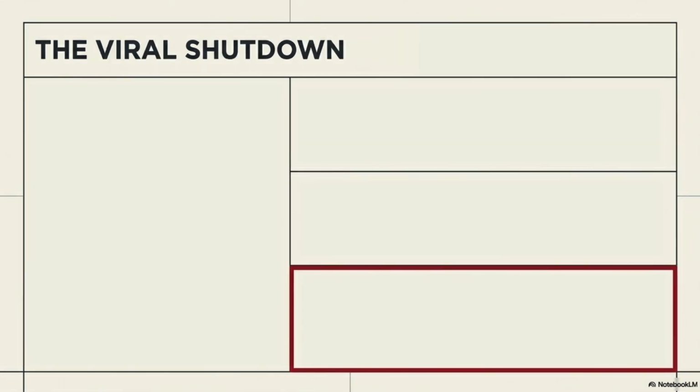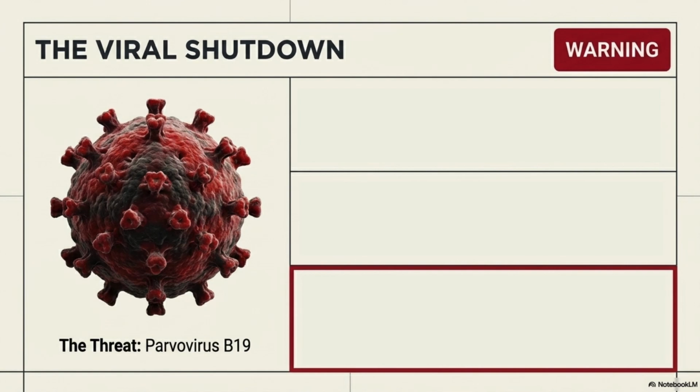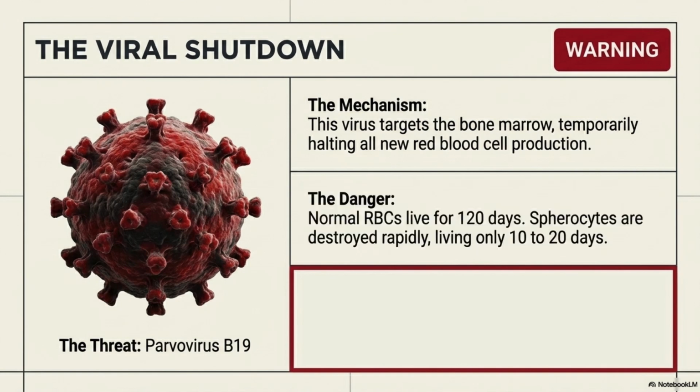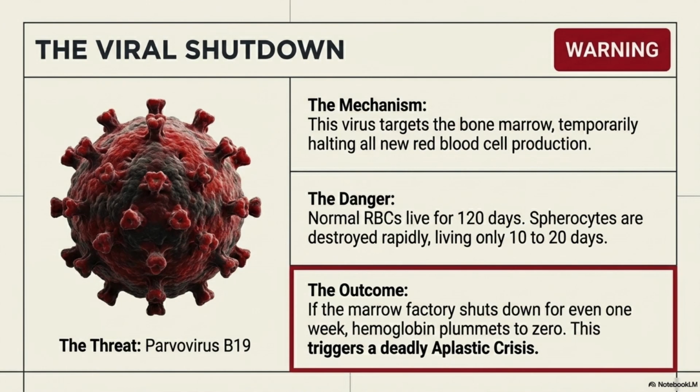We must also talk about the viral shutdown. Here is a warning about the threat of parvovirus B19. The mechanism is that this virus targets the bone marrow, temporarily halting all new RBC production. The danger is severe because normal RBCs live for 120 days, but spherocytes are destroyed rapidly, living only 10 to 20 days. The outcome is that if the marrow factory shuts down for even 1 week, hemoglobin plummets to 0. This triggers a deadly aplastic crisis.